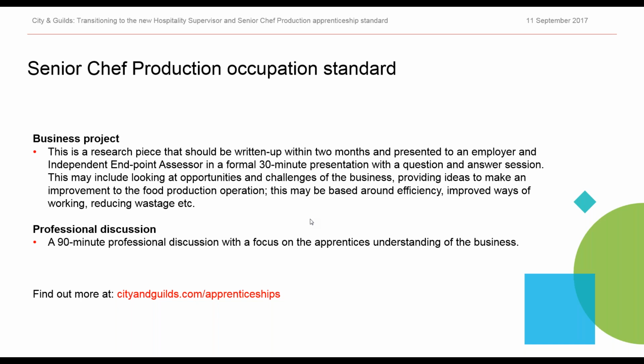Once the on-demand test, practical observation and the business project are completed, the learner can then complete the professional discussion. It's a 40-minute discussion between the apprentice and the endpoint assessor. The purpose of the professional discussion is to clarify any questions that the independent assessor may have based on their assessment of the learner journey and practical observations so far.